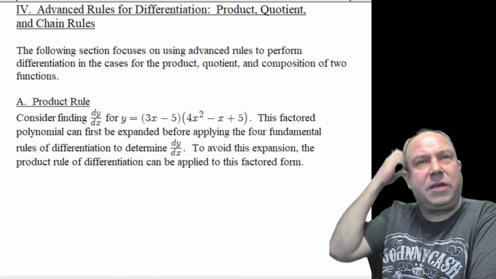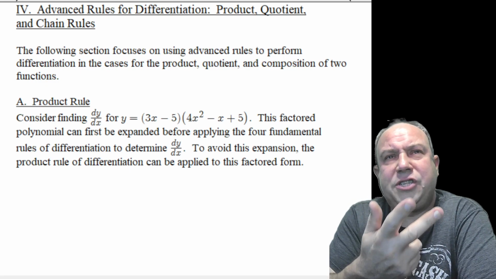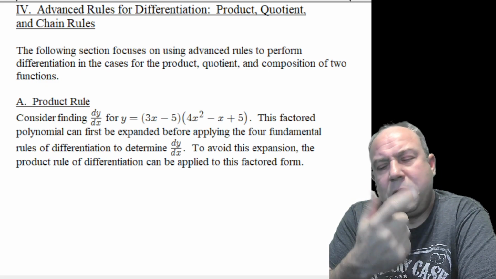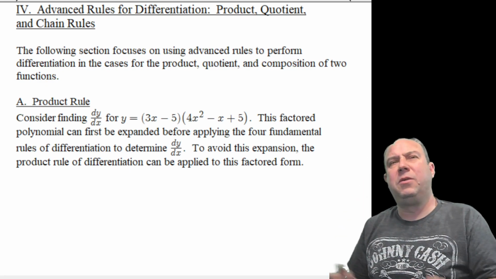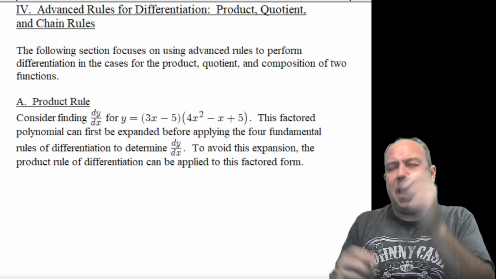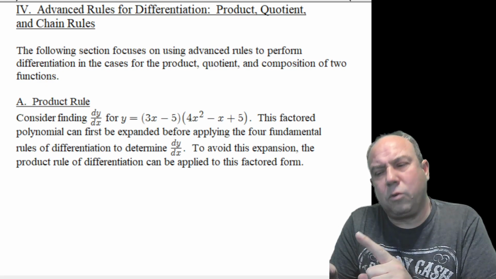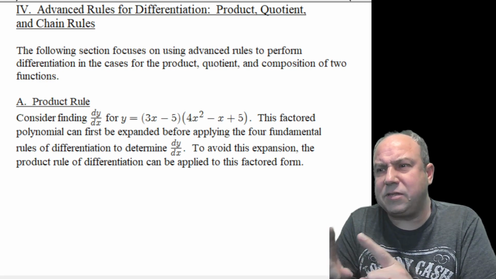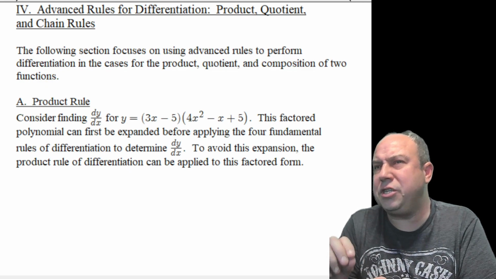Again, here we're going to be looking at advanced rules for differentiation. We're going to be looking at what's called the product, the quotient, and chain rules. Product and quotient kind of makes sense. We've worked with products and we've worked with quotients. As for chain rule, that's a rule that's going to allow us to find the derivative for the case of having a composition of two functions.